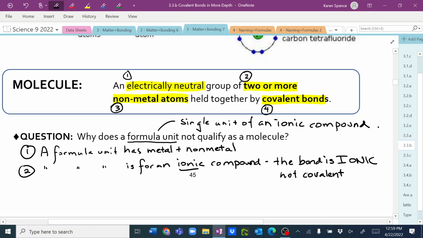A formula unit is for an ionic compound. The bond is an ionic bond, not a covalent bond. Anyone want to add anything else? Okay, so we're going to go to the next page and we're going to see if we missed anything. We'll give you a minute to finish that down, and then we will carry on.